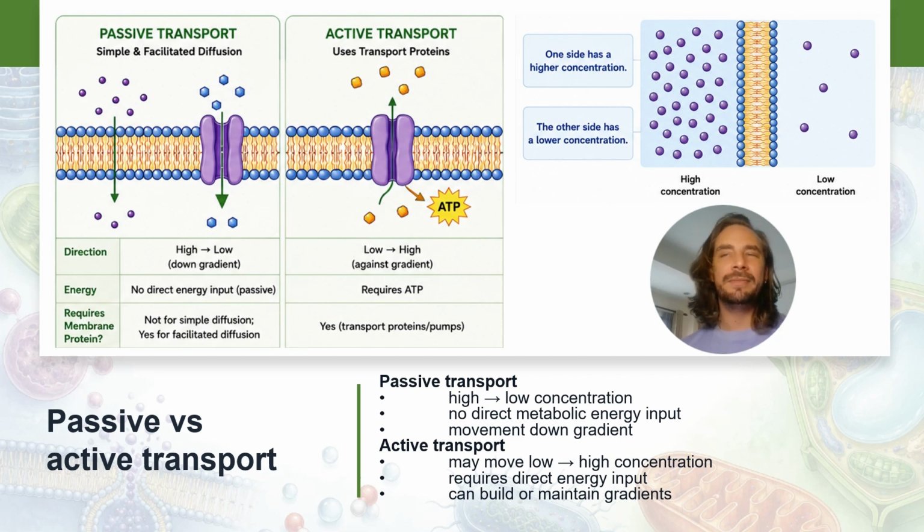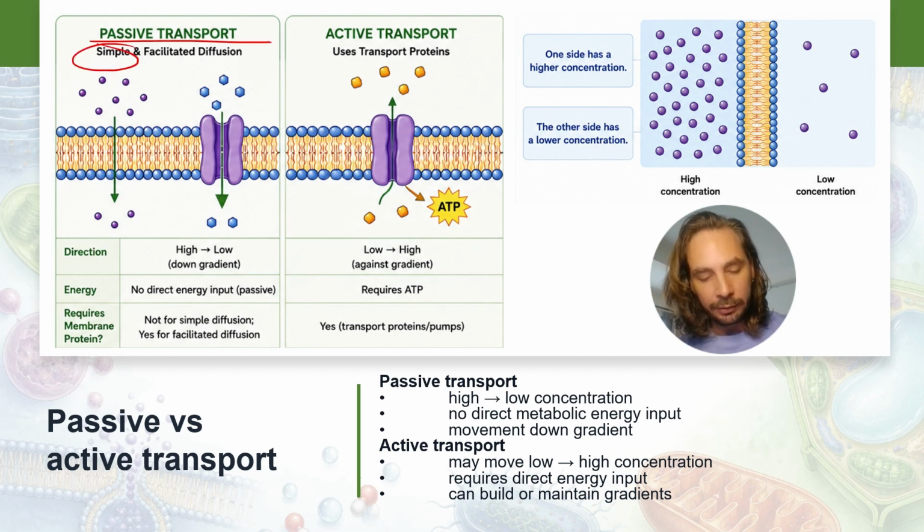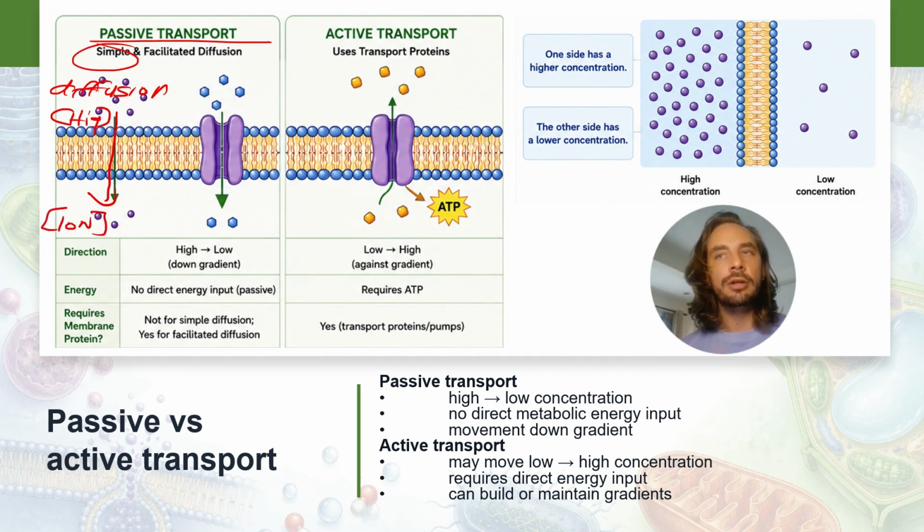Now, if we look at the difference between passive and active transport. With passive transport, we get two types. We get simple diffusion, okay? And this is when the substance can easily cross the membrane from a high concentration to a low concentration. So no energy input is required.